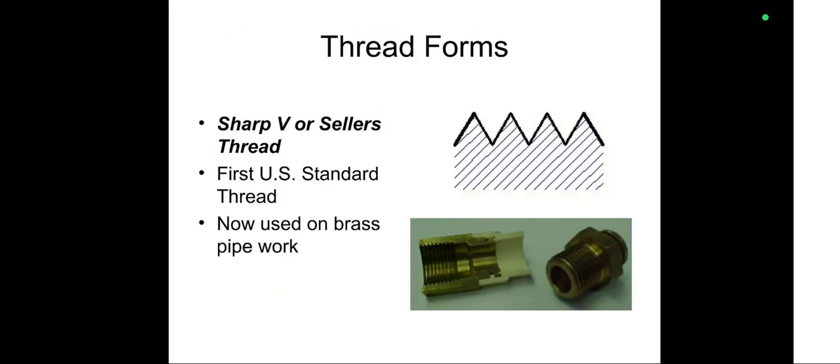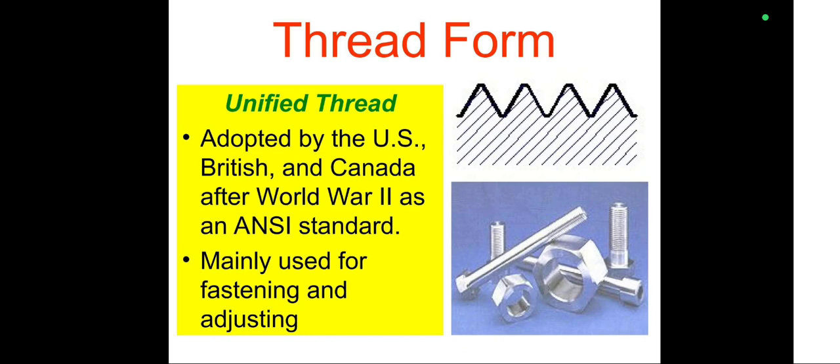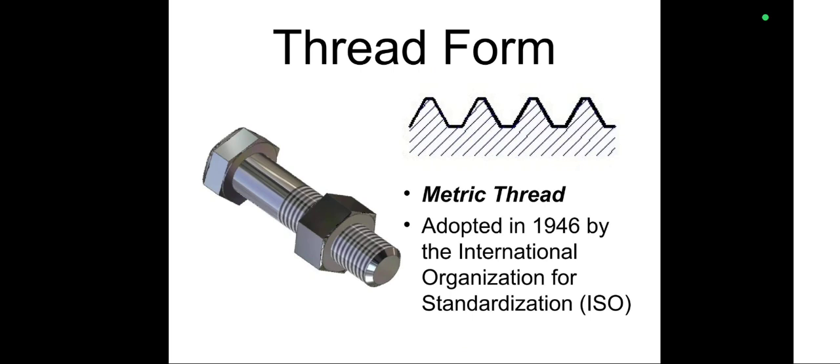The thread form: Sharp V or Sellers thread. The first US standard thread, now used on brass pipe work. The thread form adopted by the US, Britain and Canada after World War II as an ANSI standard, mainly used for fastening and adjusting. These are all the major threads used in nut and bolt. The thread form metric thread, adopted in 1946. The International Organization for Standardization, ISO, has given the metric thread.